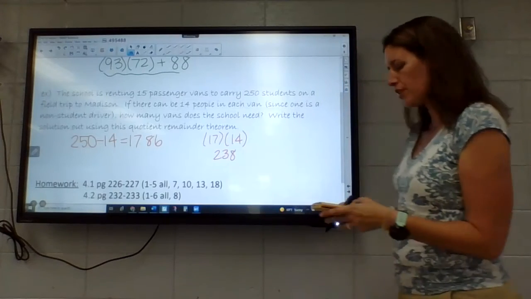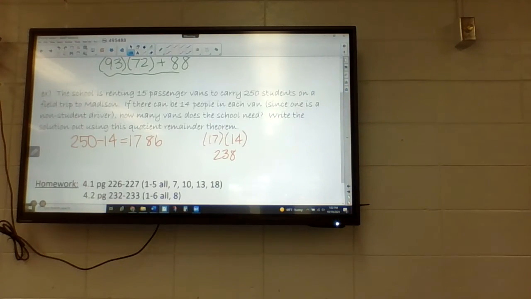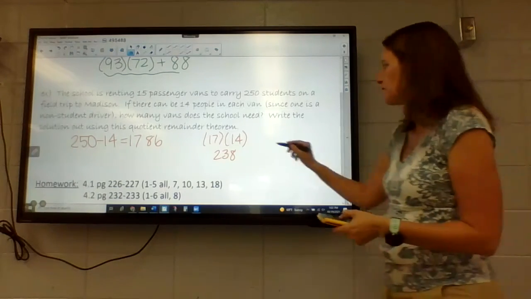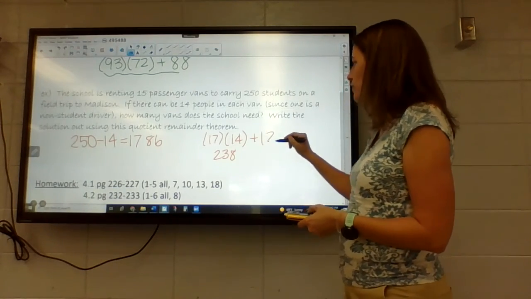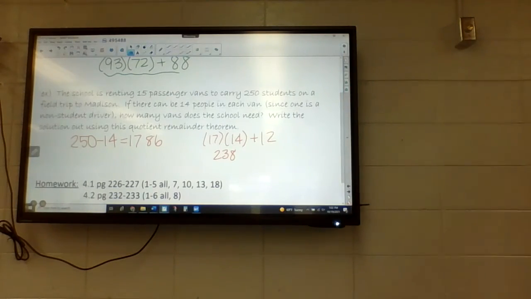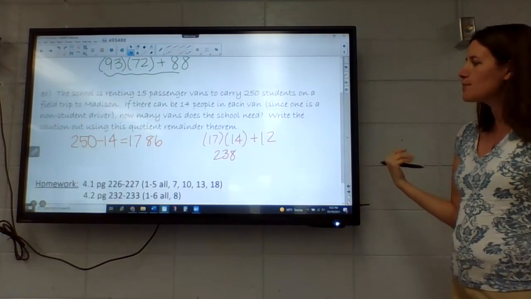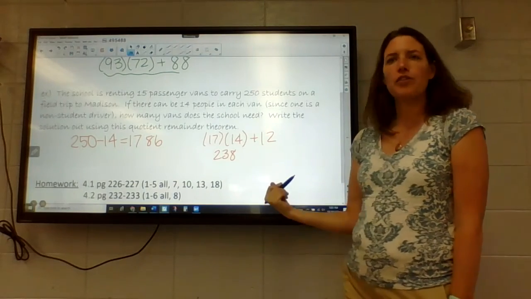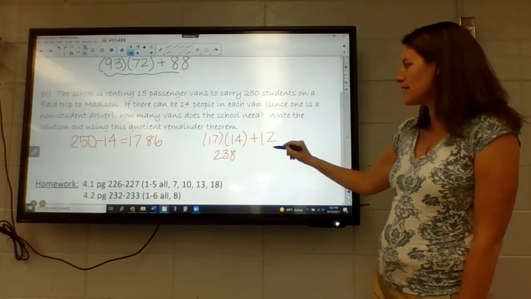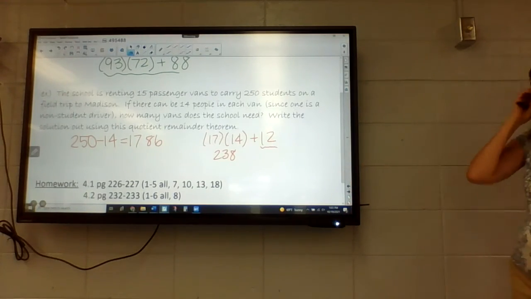So that's 238. But that means we left behind 12 kids. Not a big deal. So there's still 12 left behind. This is a case where we have to talk about whether it makes more sense to get a whole other van. Can we put them in a minivan? Probably not. 12 is still a pretty big chunk of kids. So we probably actually need 239 vans based off the fact that our remainder is not zero.